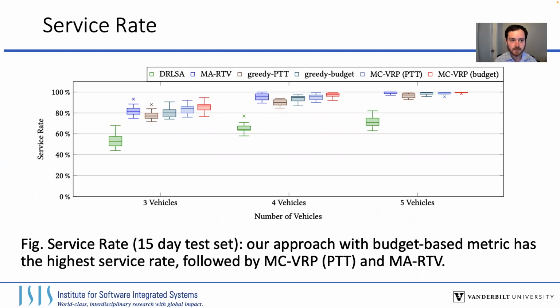In this figure, we compare the service rate for MCVRP to the baselines. Our approach with the budget-based metric has the highest service rate, followed by MCVRP based on the passenger travel time heuristic and MARTV.